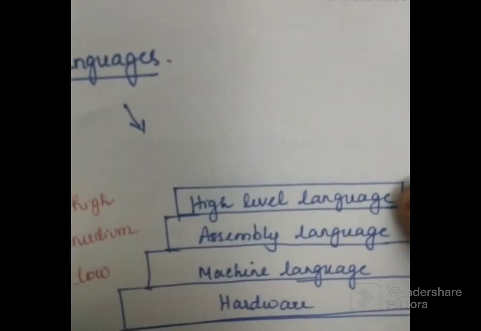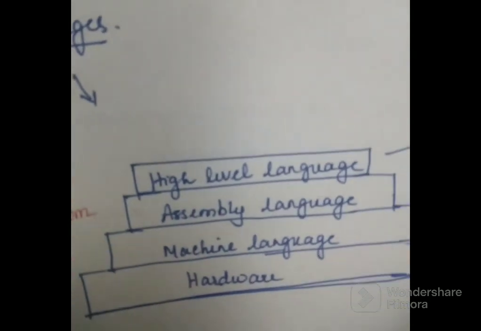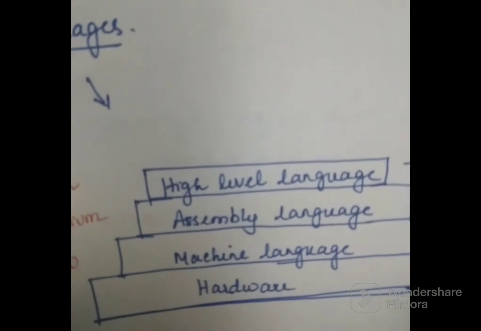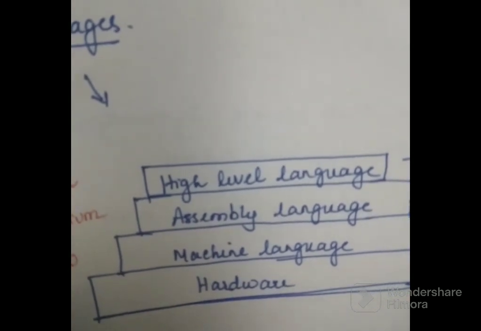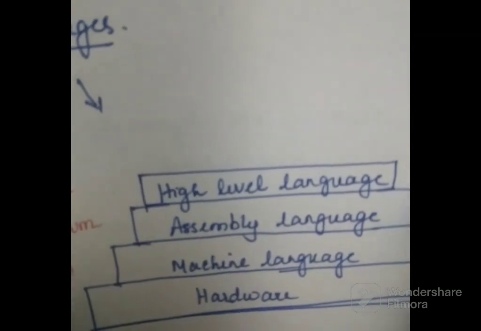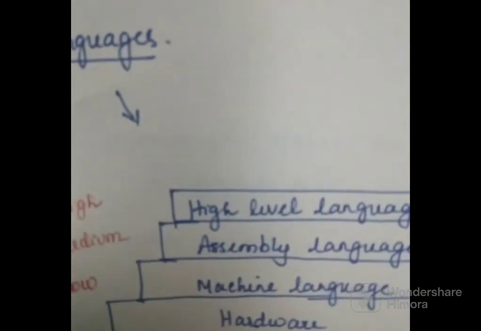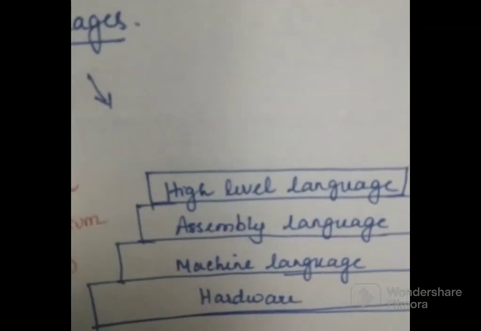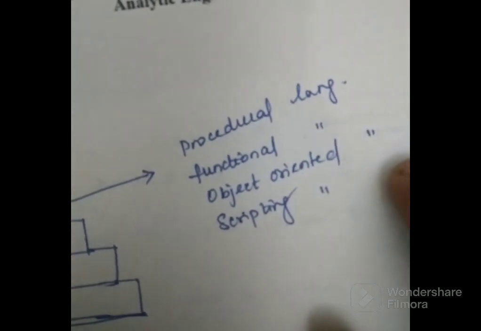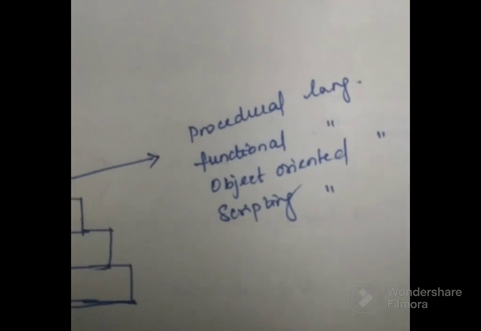And next comes the high level language, that is English-like language. End users can easily understand it. For example, C, C++, Java, Pascal, Python, etc. will come under this language. The compiler will help for this. This high level language is further divided into procedural language, functional language, object oriented language, scripting language and so on.